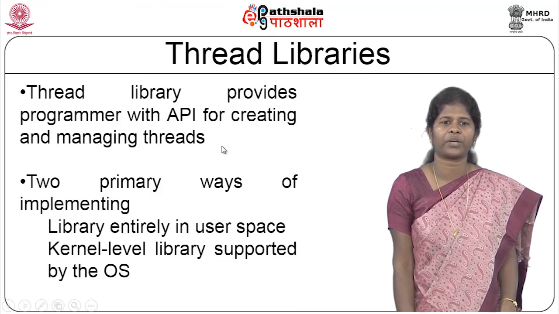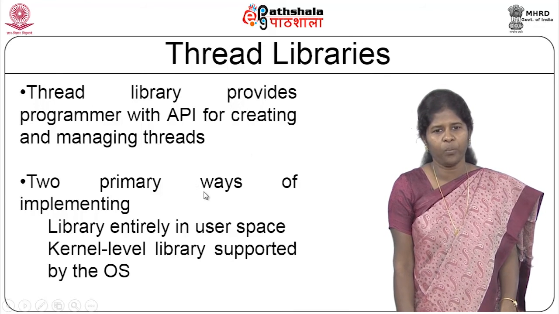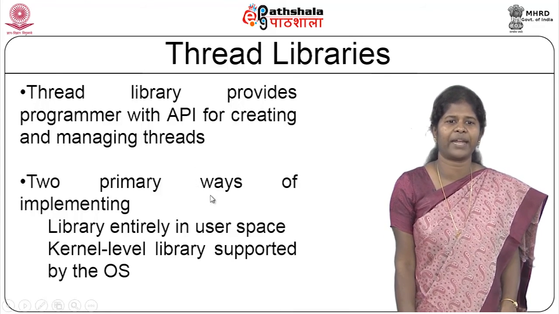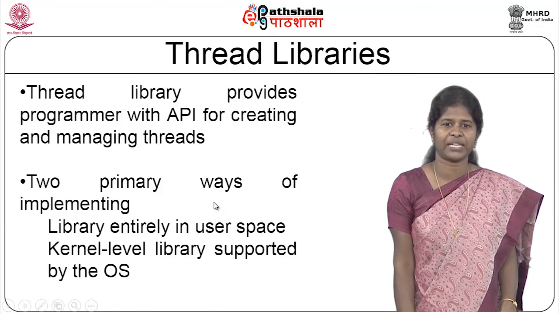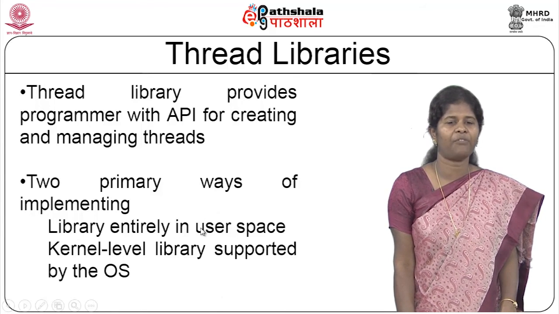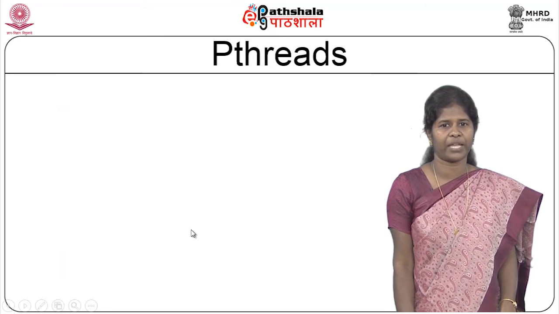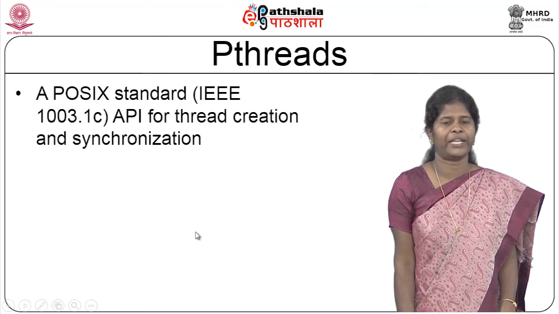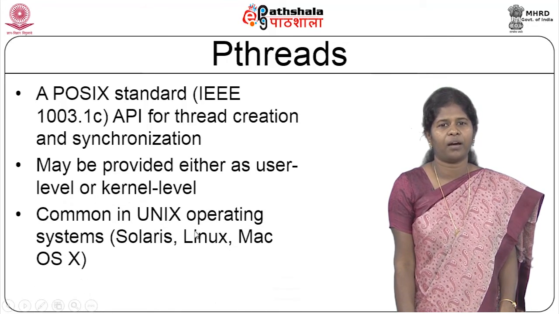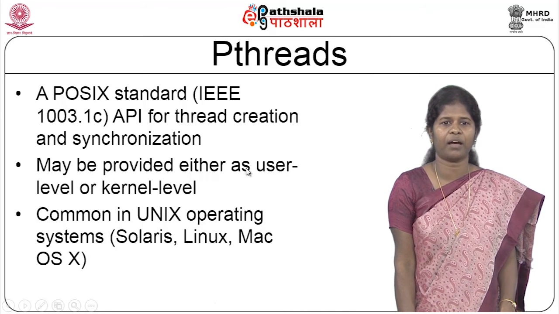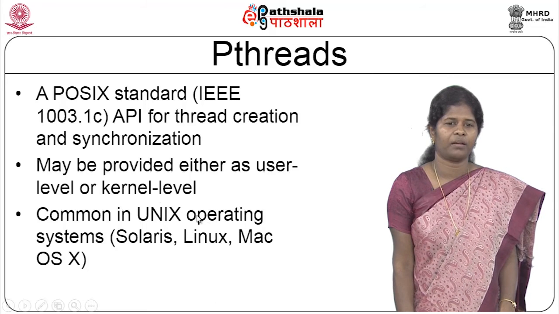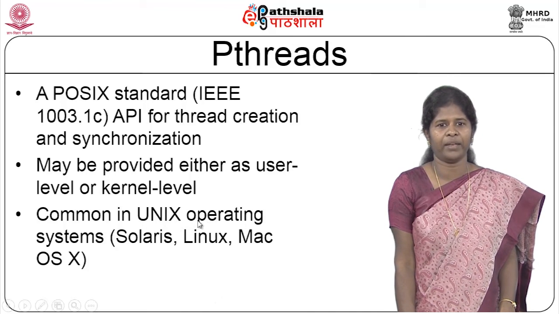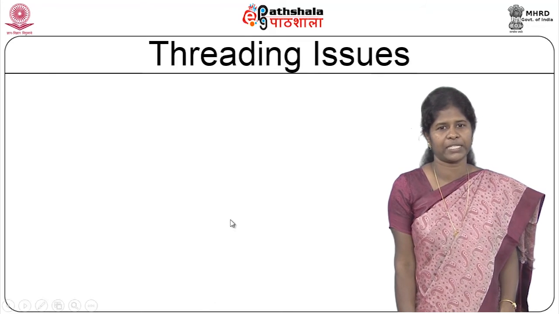Okay. So, the main ways of implementing thread libraries are to have the library entirely in user space, or to have a kernel-level library which is supported by the operating system. As I told you, Pthreads is an example, and this can be provided either as user level or as kernel level. Pthreads is common in Unix-like operating systems.